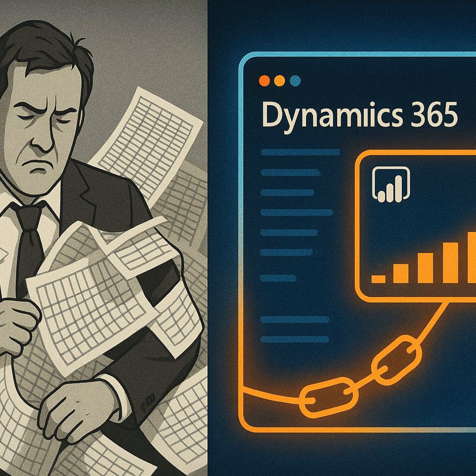Wiring Dynamics 365 to Fabric, the practical playbook. The idea of connecting two big enterprise systems sounds like a month-long integration project. Diagrams, code, test cycles, the works. But if you know the right path, you can stand it up in a fraction of the time without custom connectors or surprise costs. The trick is understanding how Dynamics 365, Dataverse, Fabric, and Power BI talk to each other and setting each stage up so the next one just clicks into place.